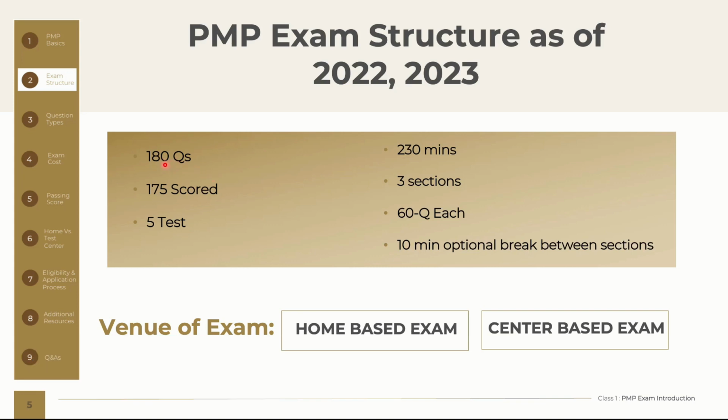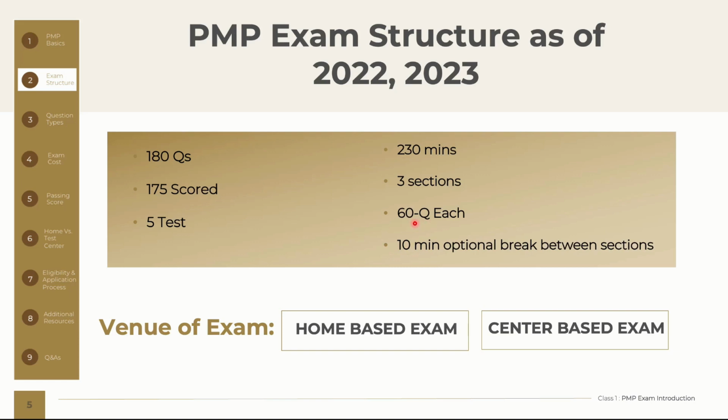So for argument's sake, always consider that you are writing an exam of 180 questions. The overall time that you will get is 230 minutes, and that's about 1 minute 17 seconds for each question. Each section will have 60 questions, and between two sections you will have a 10-minute optional break.